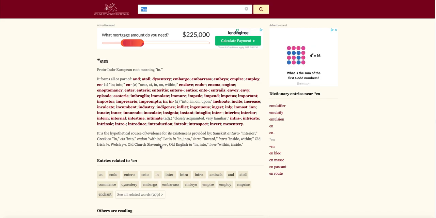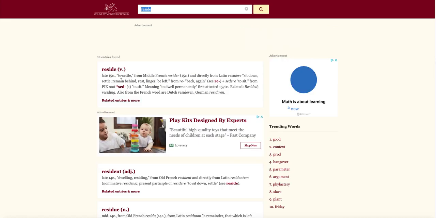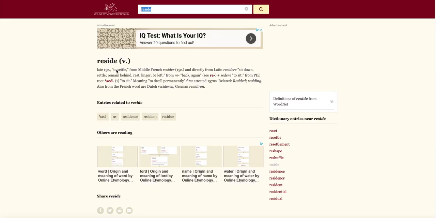Old Church Slavonic. Okay, so we have one more. To reside. Let's go ahead and go into it. To settle. From Middle French resider, 15th century. To sit down, settle, remain behind, rest, linger. To be left, back again. To sit, to dwell permanently, first attested in 1570, resided, residing, also from resider.